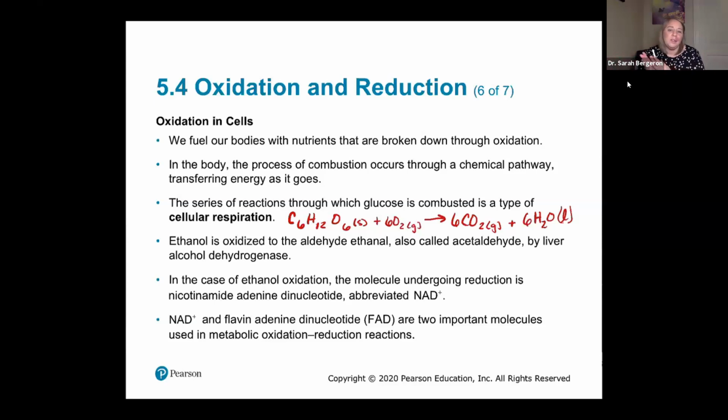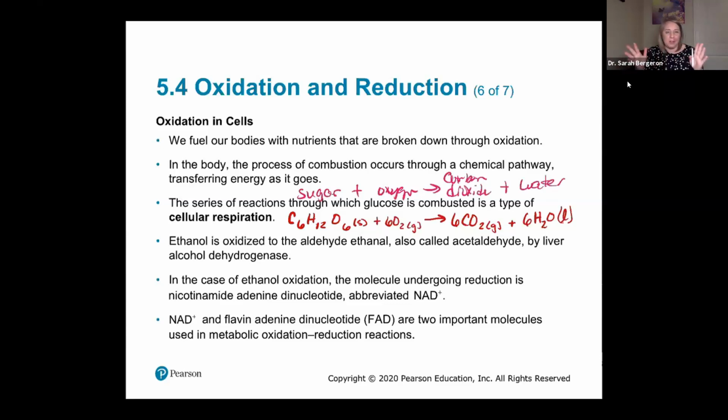And so we call this breakdown of food into energy cellular respiration. And if you've had biology, you probably know this formula, right? C6H12O6, that is sugar, in the presence of oxygen is going to make carbon dioxide and water, right? So sugar plus oxygen makes carbon dioxide plus water, okay? And then we get energy from that. And so we call that cellular respiration.